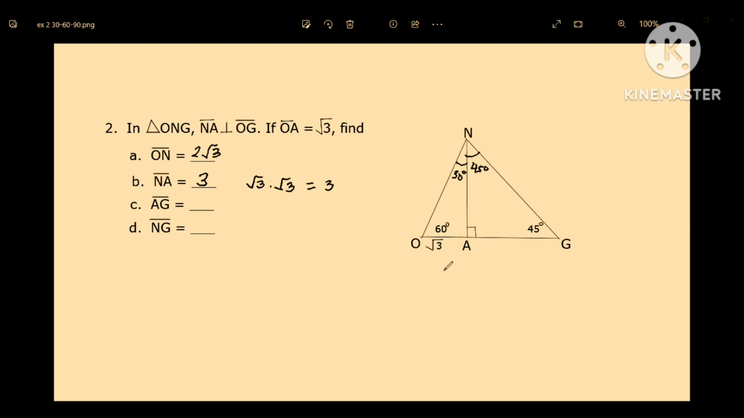Now, for letter C, AG, of course, since NA is equal to 3, then AG must be also equal to 3 since this is an isosceles right triangle, no? And finally, NG, which is the hypotenuse, you simply multiply the leg by square root of 2. So NG must be equal to 3 square root of 2. And that's it, no?